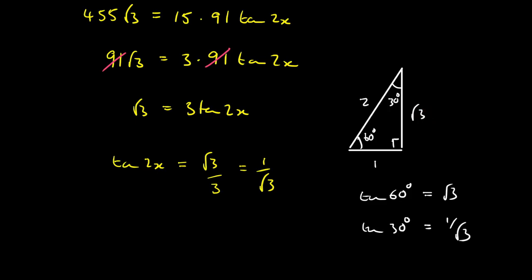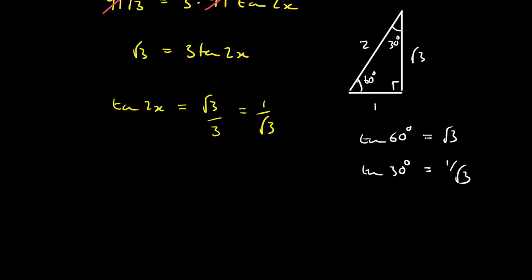So if tan 2x is equal to 1 upon root 3, then what that means is that 2x will be equal to 30 degrees. And of course, the tan wave repeats with a period of 180. So I can take this 30 degrees and I can add multiples of 180. So add and subtract k lots of 180.